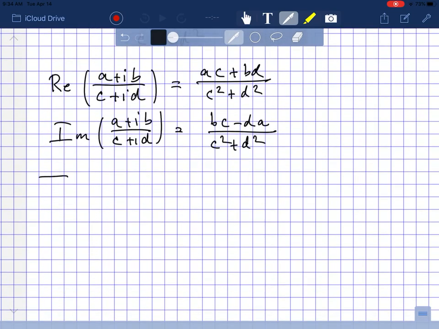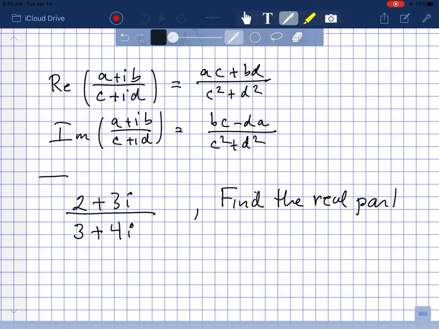Okay, let's work out an example of this. So we have, let's say, 2 plus 3i divided by, let's make it 3 plus 4i. So what I want to do is find the real part of, and I'm going to call this z, and the imaginary part of z. So that's what I want to do.